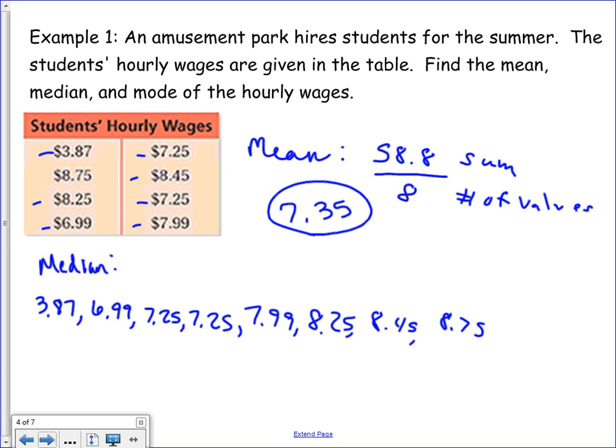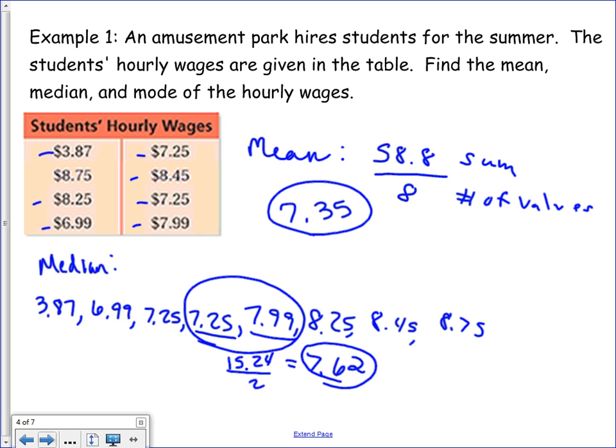And now, since I have 8 values, an even number of values, I'm going to have 2 numbers in the middle. So my 4th number here, 1, 2, 3, 4th number here. So I need to find the mean of 725 and 799. When I add those up, that's 1524 divided by 2, which equals 762. So that's my median. Mean, median, and then I need the mode, which is the number that occurs most often.